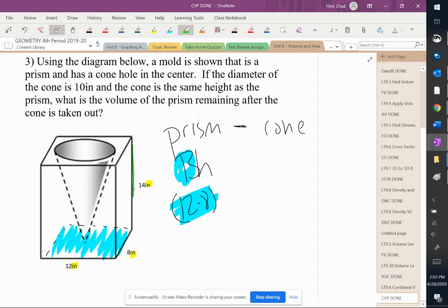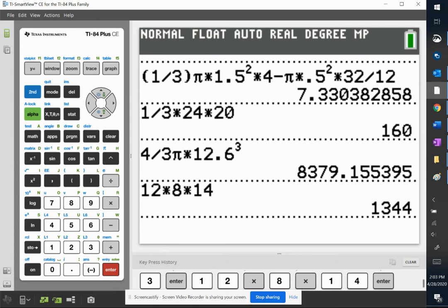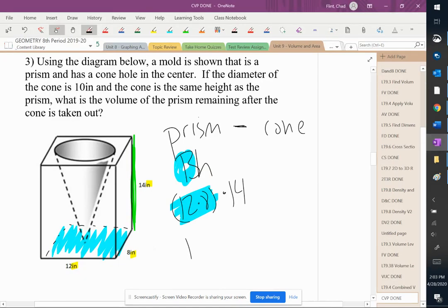And then my height is going to be this green side right here. Because remember, it's the height of the prism, not the height of the rectangle on the base. So that's my prism volume. So 12 times 8 times 14 is 1344. So 1344 is my prism.